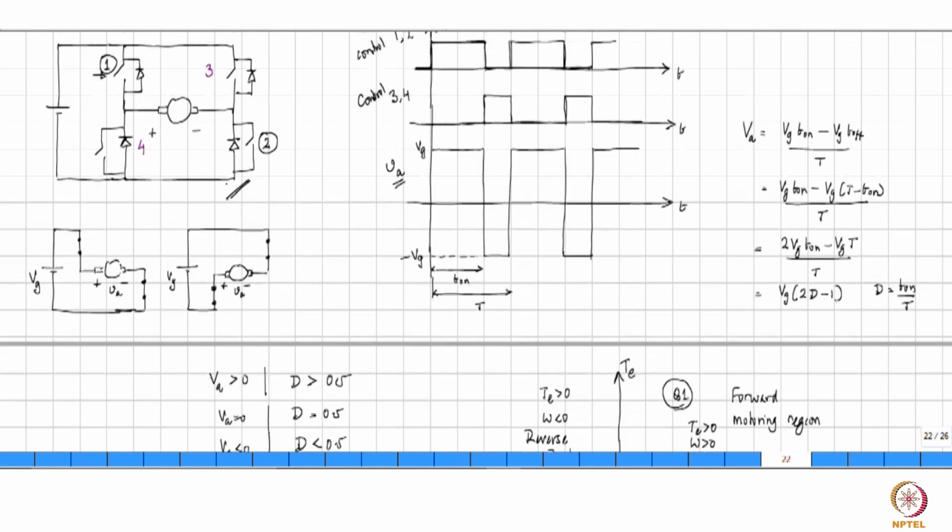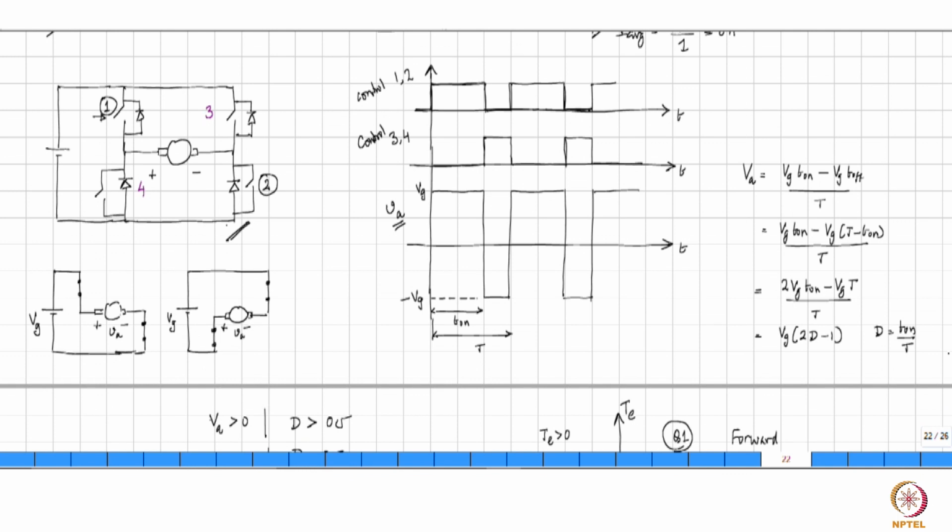So this circuit which we discussed last is really a 4-quadrant drive, capable of rotating the motor and braking the motor in either direction, right?